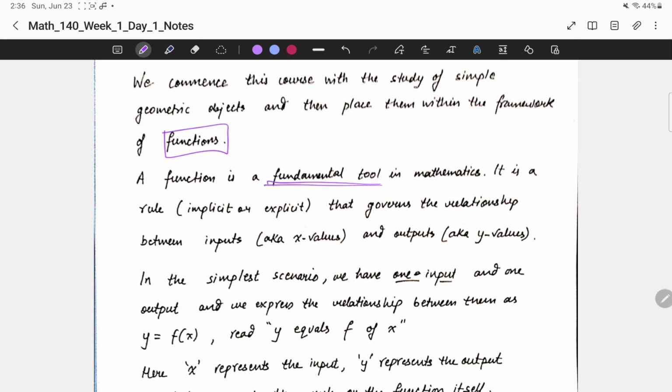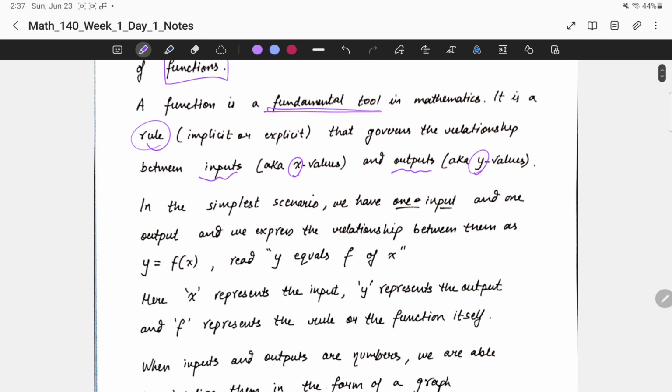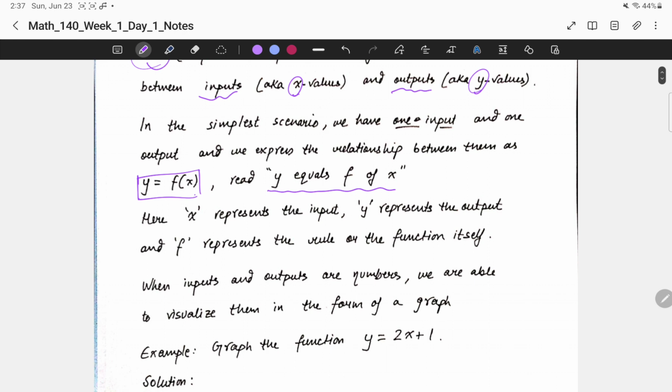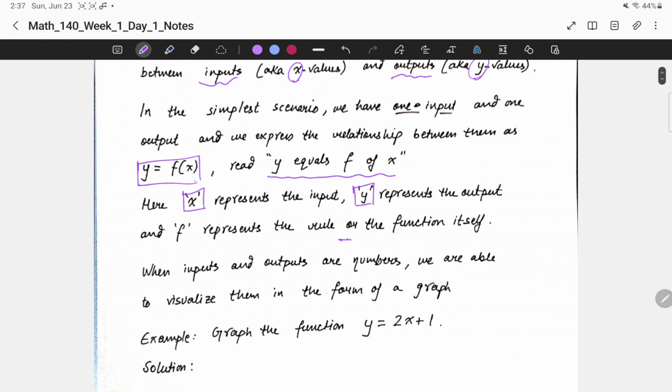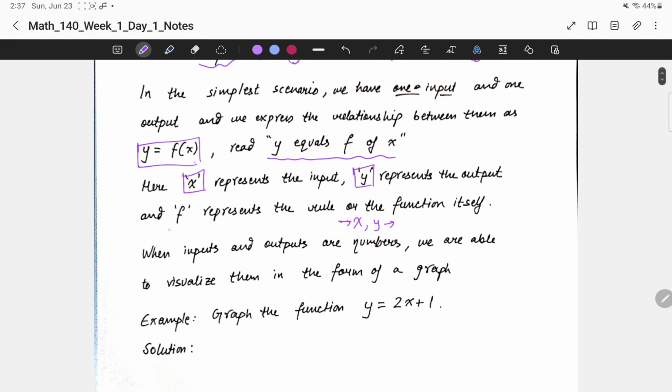So in a very basic sense, why we study functions is because it's a very fundamental tool in mathematics. And it's a rule that governs the relationship between inputs, for which we use the letter x, and outputs, for which we use the letter y. In the simplest of scenarios, we have one input and one output, and we express this relationship between them by writing y equals f of x. We use x as a variable to represent the input and y as the output. One way to remember that is the input comes before output, and alphabetically speaking, x comes before y. F represents the rule or the function itself.